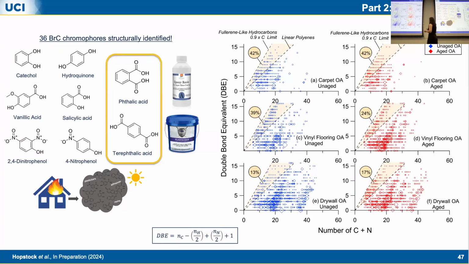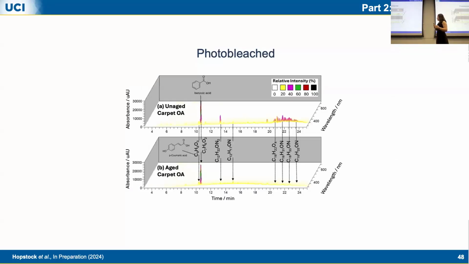For carpet, about 42% of the species were predicted brown carbon chromophores. With aging, that number didn't really change. For vinyl flooring, we had a little bit of a decrease. And then for drywall, we had an increase. And you can see that there are certain diamonds here that grow or even shrink with aging. And that's fine, that's great, but it doesn't tell you really anything about what that particle is made of, what it means.